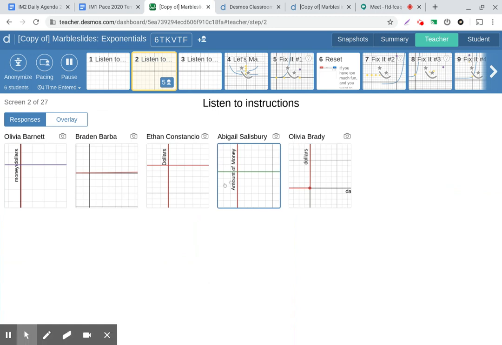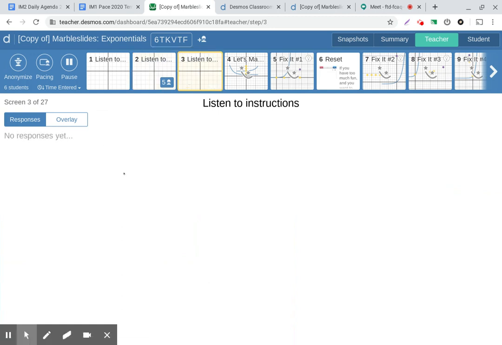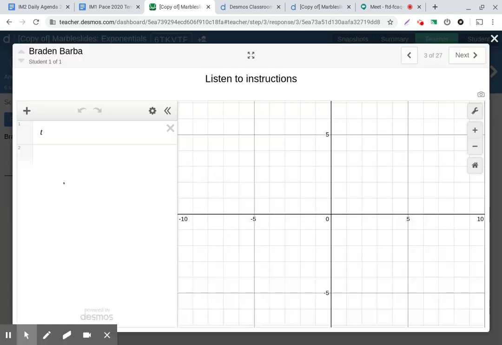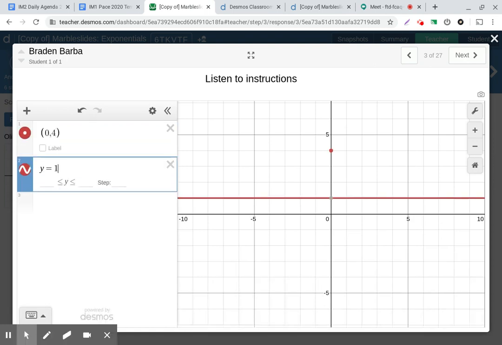The last thing I want you to do on this screen is nothing. Let's go to screen 3, and let's go back to functions. So make me a function that starts at 4, doubles, but doesn't actually cross 1. This is going to be hard. And let's do this. Put it in parentheses: 0, 4. And then you're going to put y equals 1.